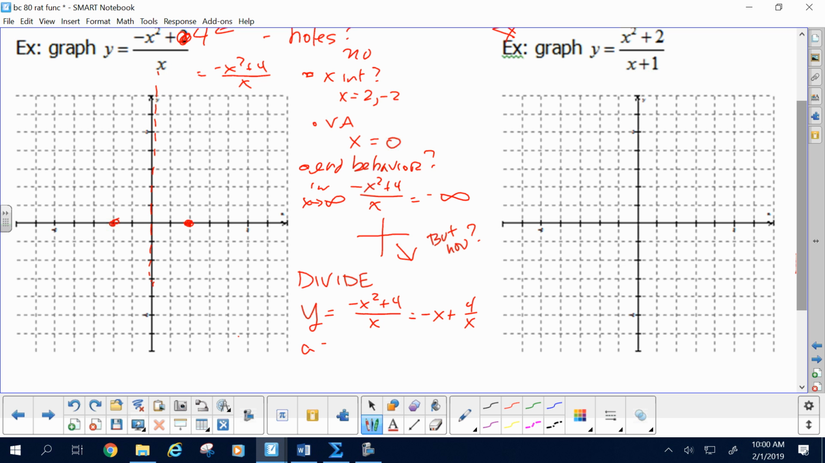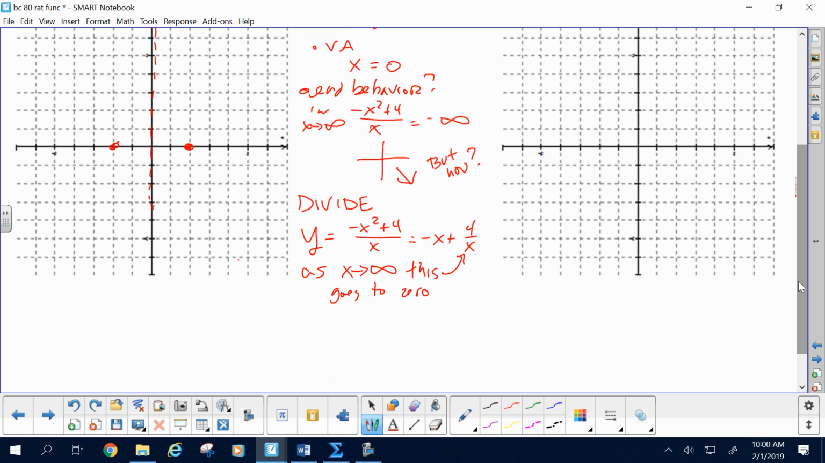As x goes to infinity, this remainder goes to 0. And you will see our graph starts to approach just y equal negative x. There is a slant asymptote of y equals negative x.